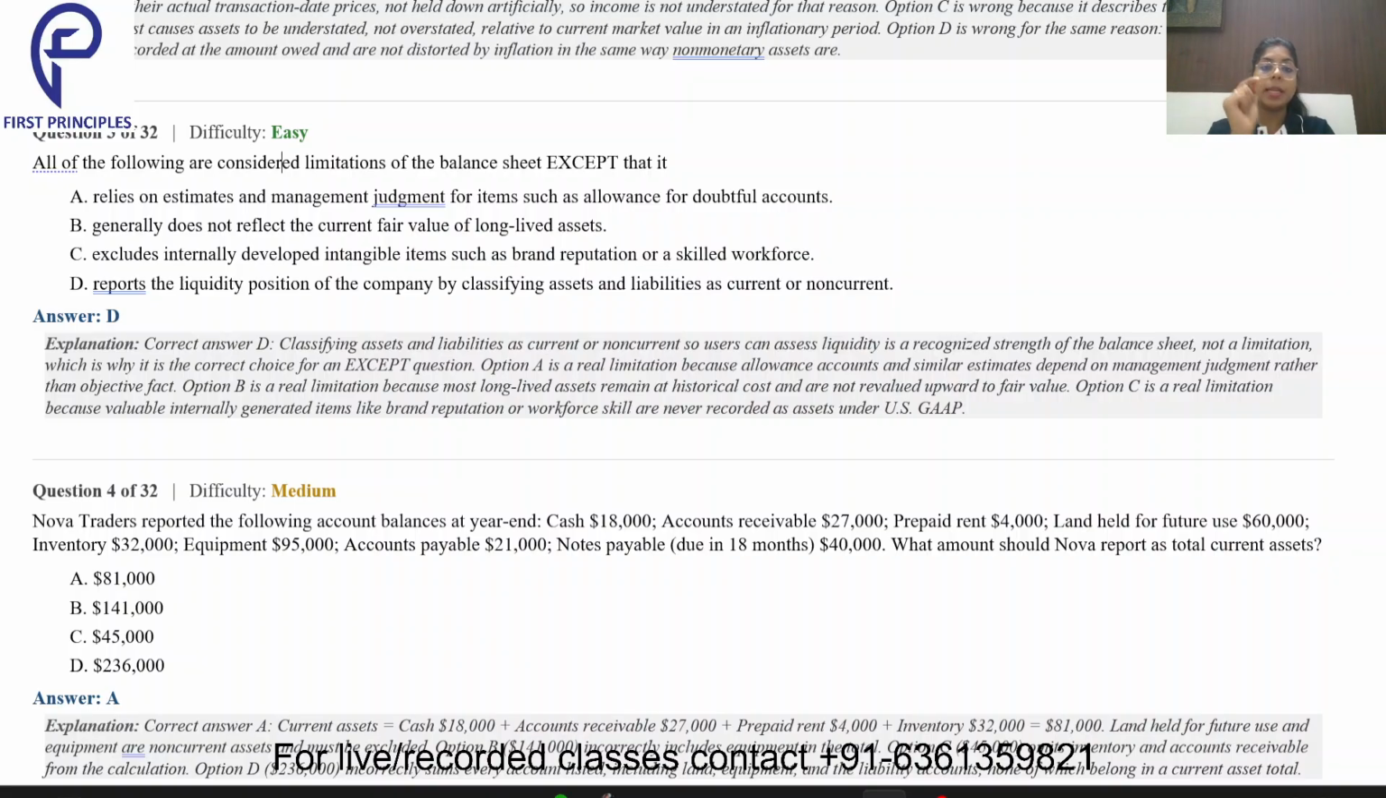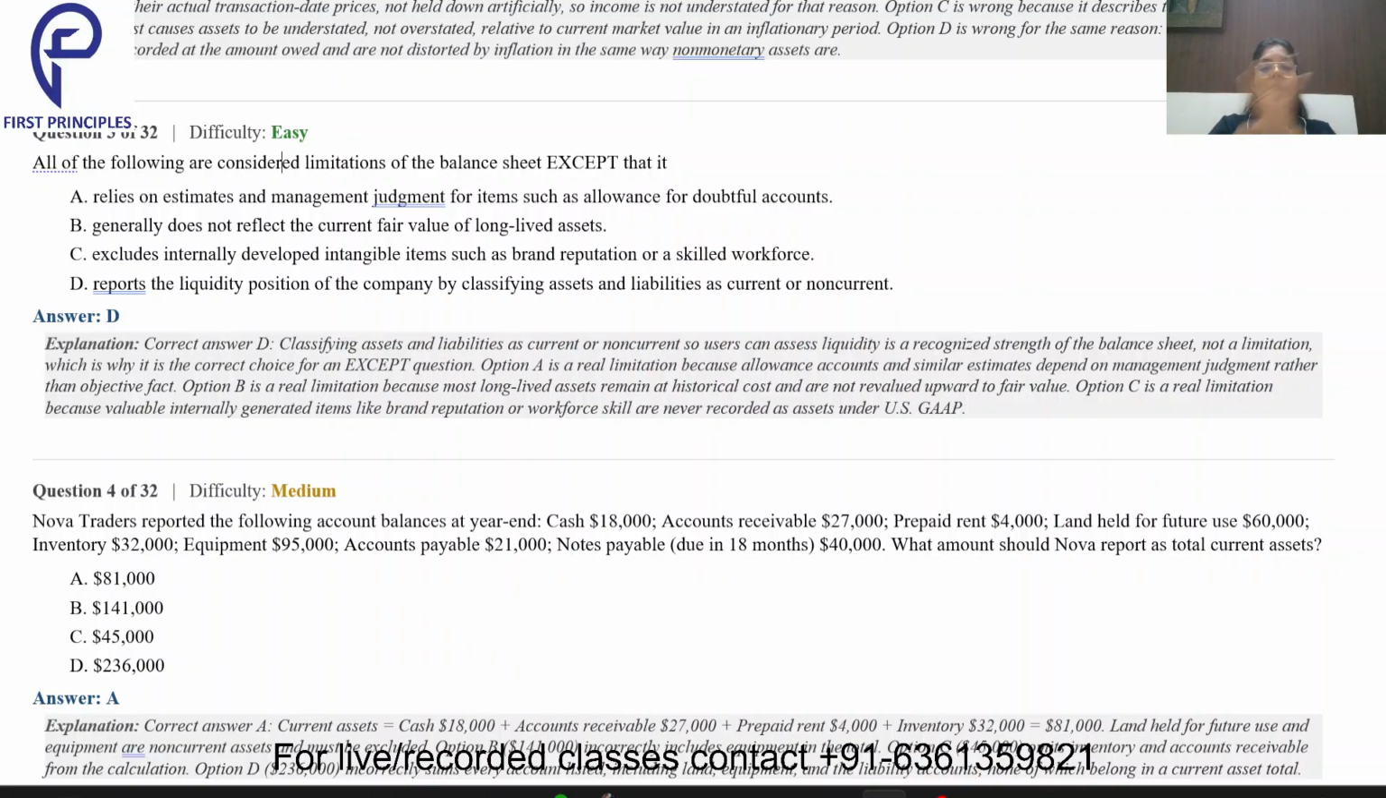But let's read and understand, and then justify and mark this as our answer. Option D says: reports the liquidity position of the company by classifying assets and liabilities as current or non-current. What it is saying is that it reports the liquidity position of the company. That means how easily the company can sell off its current assets in order to repay its current liabilities. Can we easily understand it? Yes, with the help of a balance sheet.